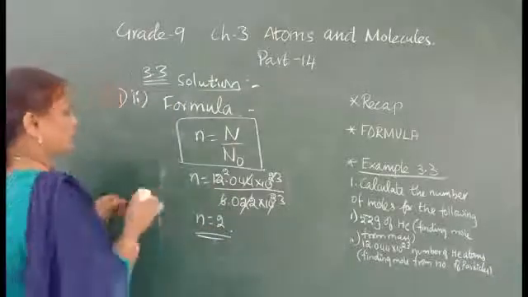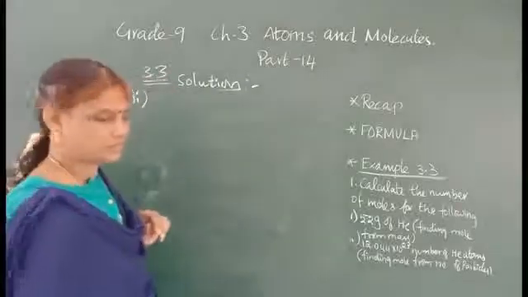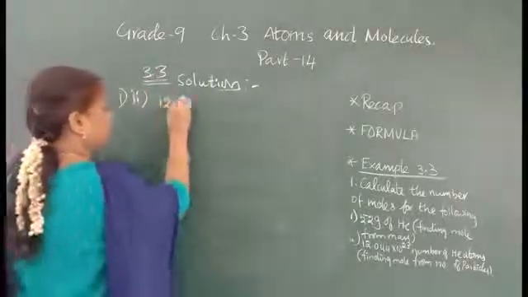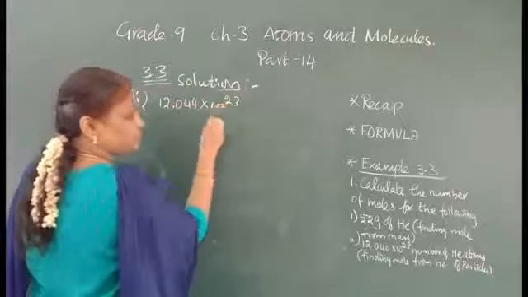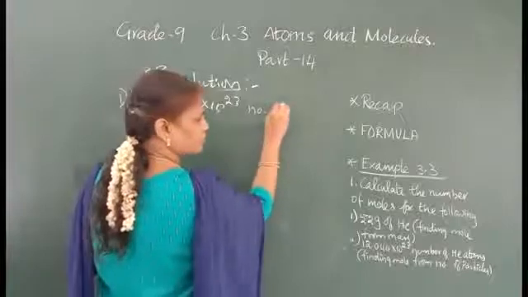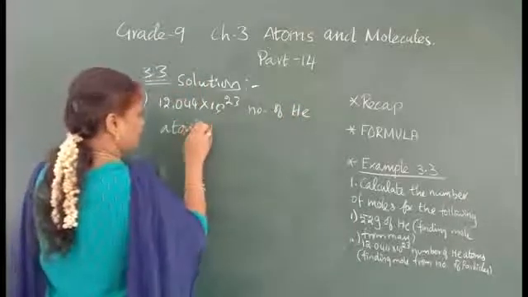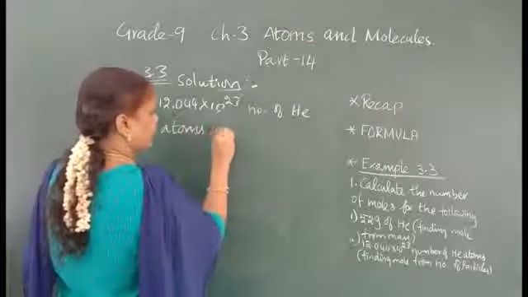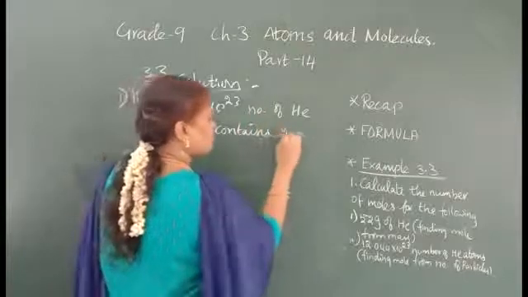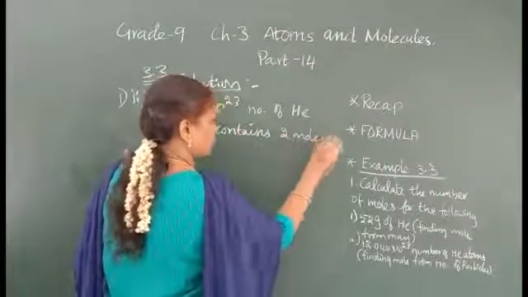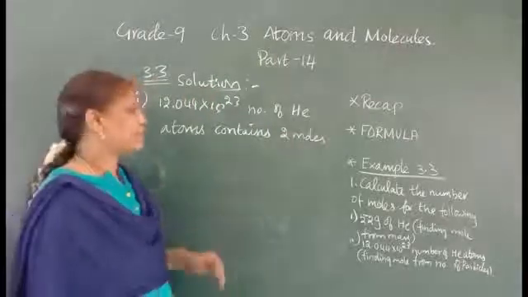So now you should write 12.044 into 10 power 23 number of helium atoms contains 2 moles of substance, 2 moles of helium atom. That's all. This is the problem.